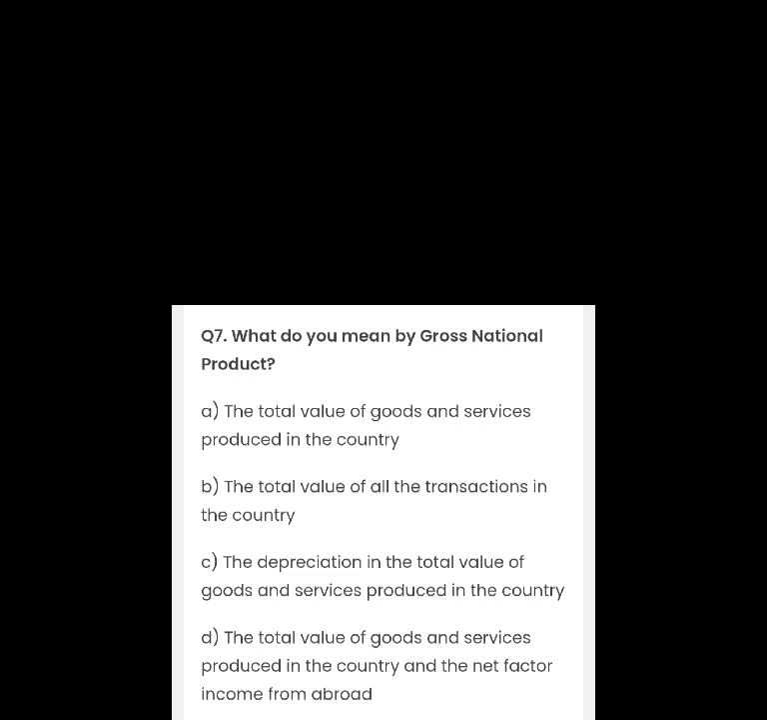So the gross national product stands for the total goods and services that is produced in the country, plus X minus M, that means export minus import. So C plus I plus G, that means consumption plus investment plus government expenditure, plus X minus M, that means export minus import. So option D would be the right answer here. The total value of goods and services produced in the country and the net factor income from abroad. So certainly option D will be the right answer.